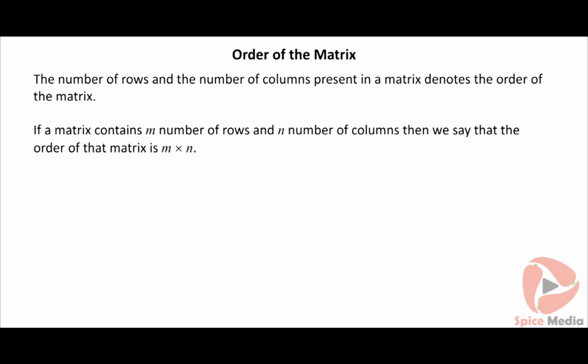Order of the matrix. The number of rows and the number of columns present in a matrix denotes the order of the matrix. Generally, if a matrix contains m number of rows and n number of columns, then we can say that the order of that matrix is m by n.